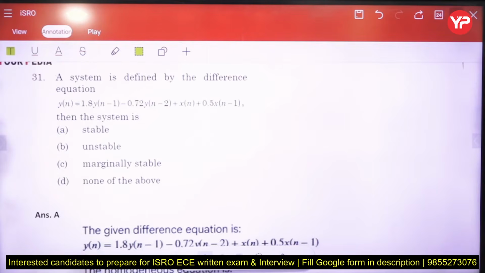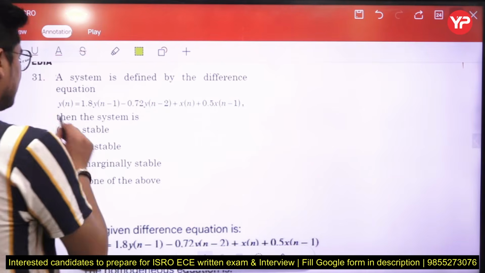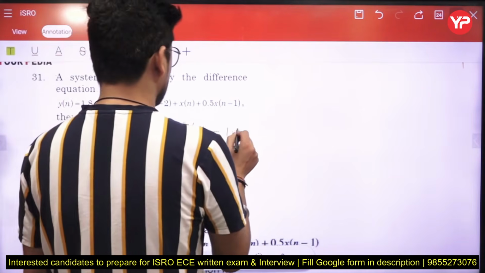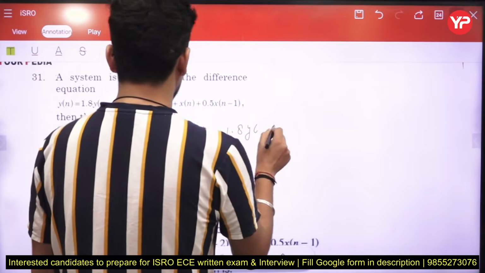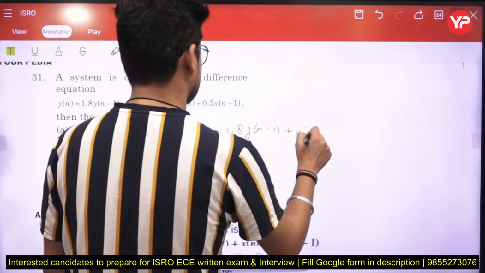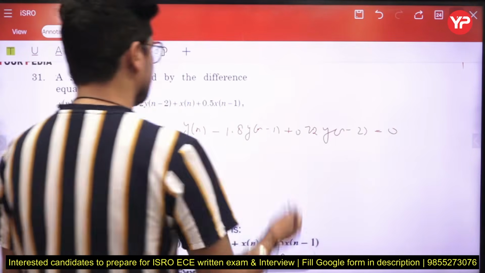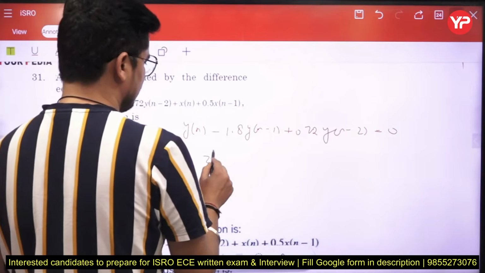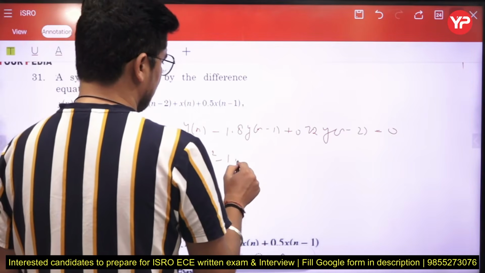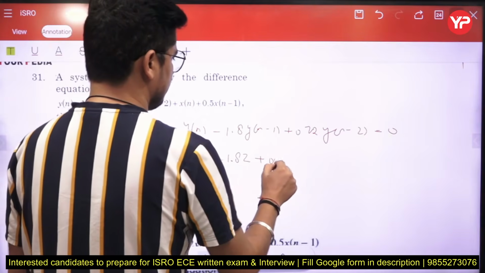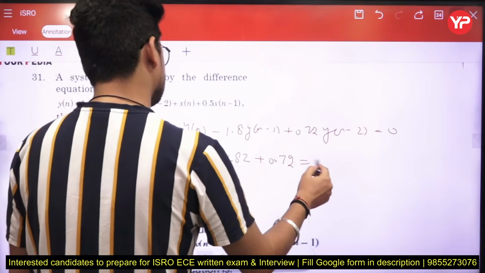Next, a system is described by the difference equation. This system will be stable. So what we have to do, we have to find the characteristic equation of this system. That will be y of n minus 1.8 y of n minus 1 plus 0.72 y of n minus 2 equals to 0. Right, converted it into z transform, so z square minus 1.8 z plus 0.72 is equals to 0.